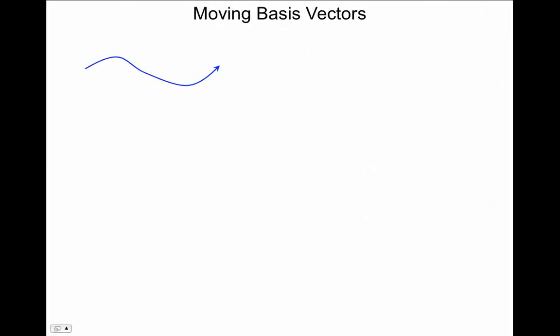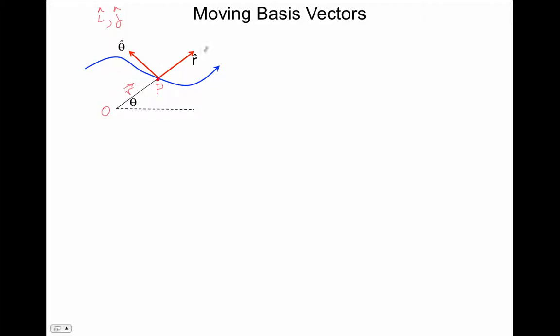We know that we can write any vector in terms of the fixed basis vectors i and j. But sometimes it is useful to have basis vectors that move. Consider this curve over here. It can have any shape. And suppose that there's a particle that moves on it. Here, at this particular time, it is at the point P. Let's call this the origin O. Then the vector from O to P, we shall call that R, and R changes with time.